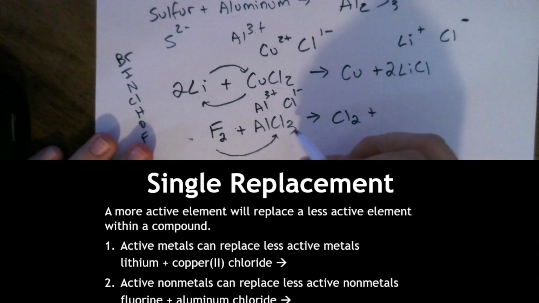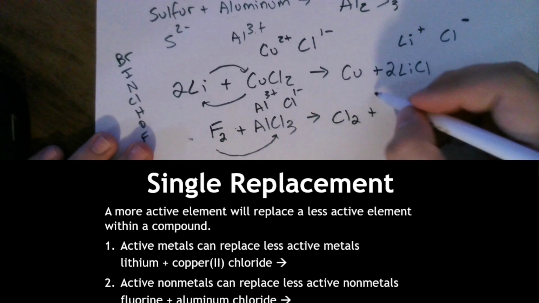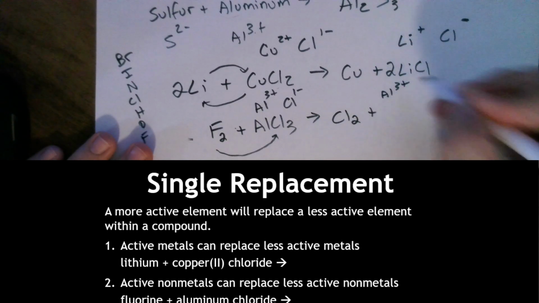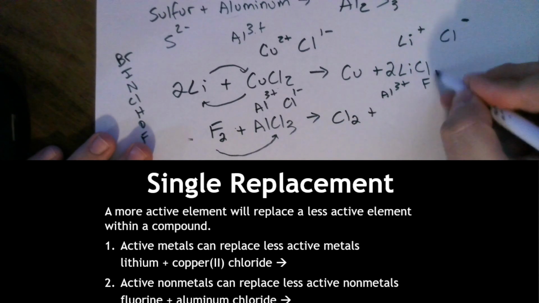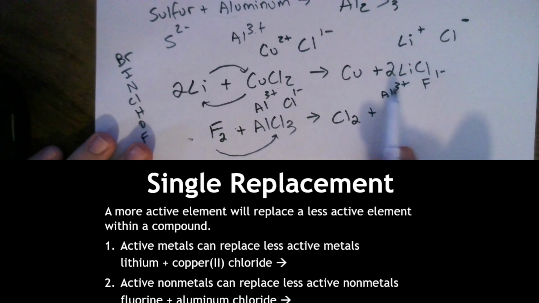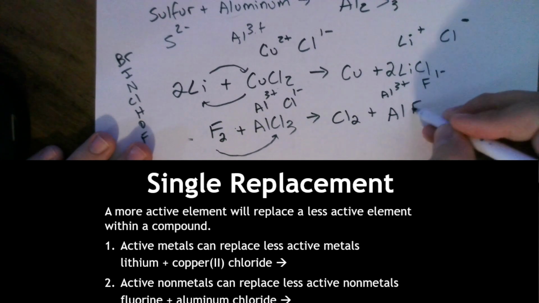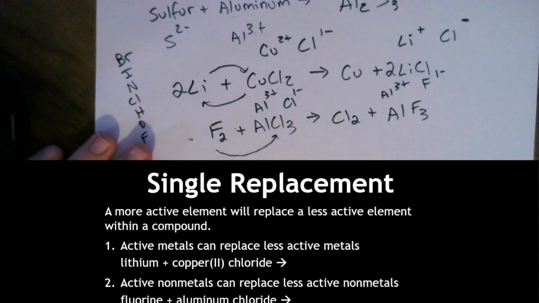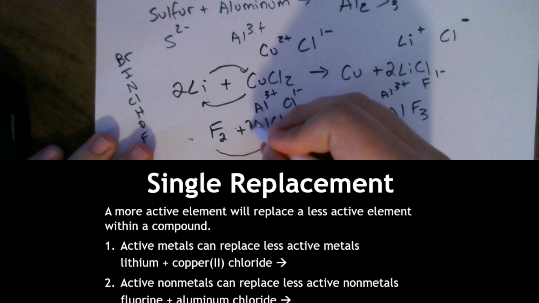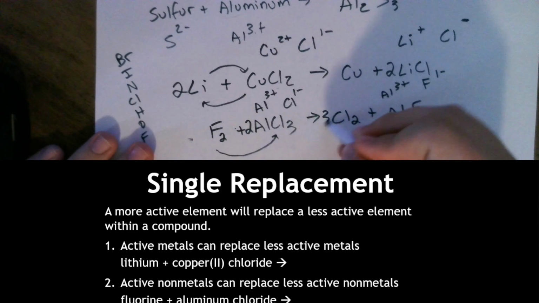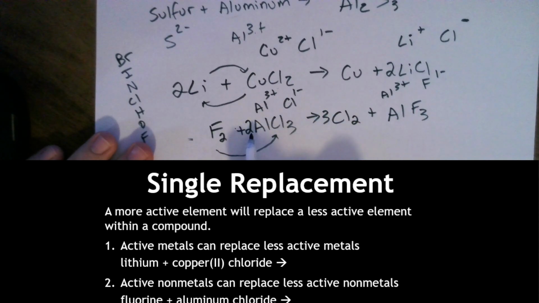Plus, the F and the Al are going to bond now. Al is 3 plus still. F is 1 minus. So I need to swap the numbers to get AlF3. To do a bit of balancing here to get all the numbers to work out, I have 2 chlorines and I have 3 over here. So to make those balance, I need to put a 2 here and a 3 here. So now I have 6 chlorines here and 6 chlorines here.